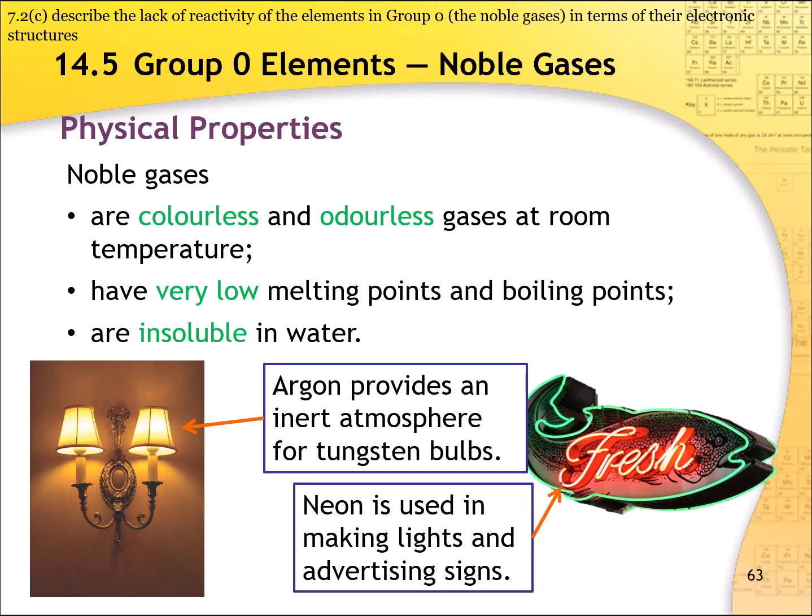Now, what are they used for? They are unreactive, mostly, I would say generally unreactive. So they provide an inert atmosphere for the tungsten light bulb, using argon. Argon is used in light bulbs. Take note of that. Neon is used to make neon lights, advertising lights.